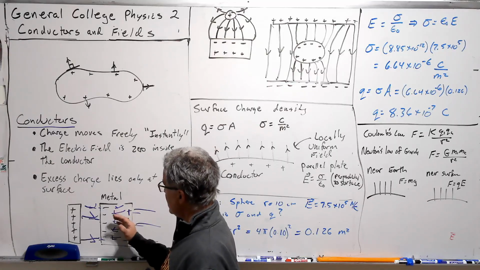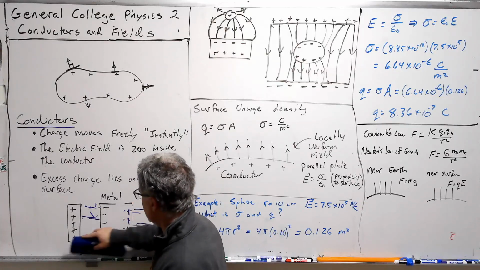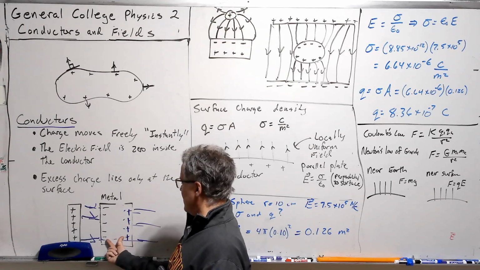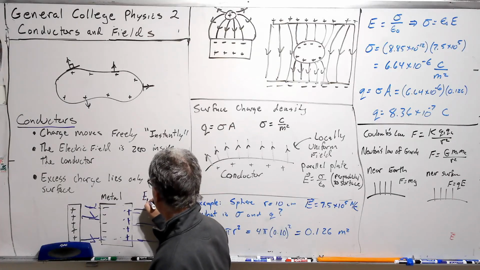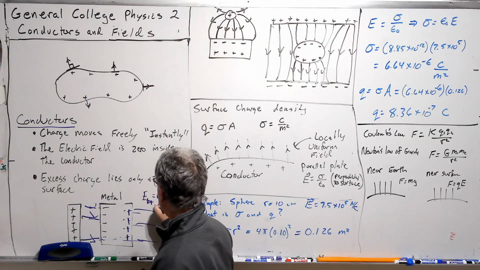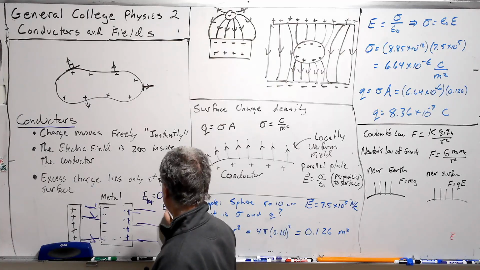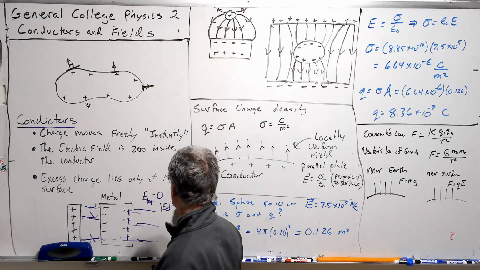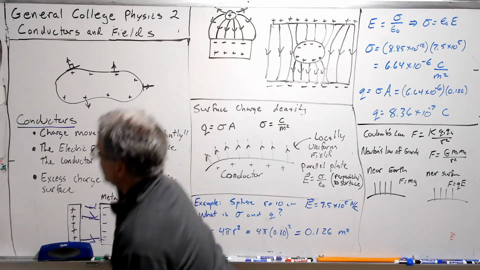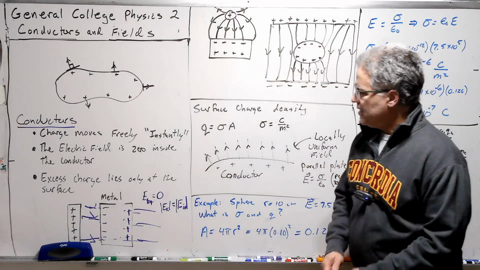So this will reach an equilibrium point where the field inside the metal exactly counters the external field. So the total field inside the metal will be zero, because the magnitude of this external field is equal to the magnitude of the internal field in the opposite direction. Okay, so the electric field is zero.